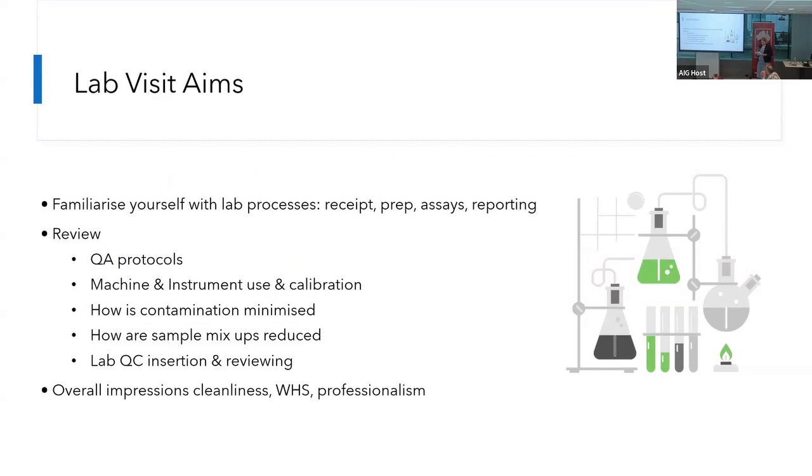Your lab visit aims ought to include familiarising yourself with lab processes for receipt, prep, assays and reporting, reviewing QA protocols, machine and instrument use and calibration, how contamination is minimised, how sample mix-ups are reduced, how and where lab QC is used and assessment procedures, and obtaining overall impressions about cleanliness, work health and safety, and professionalism. Most of those are part of ISO and NATA accreditation, but it's your samples and you need to be informed.